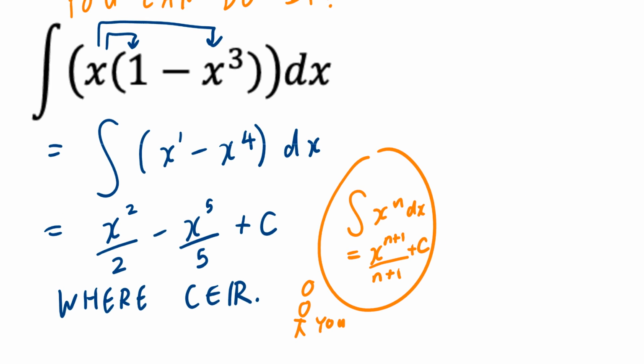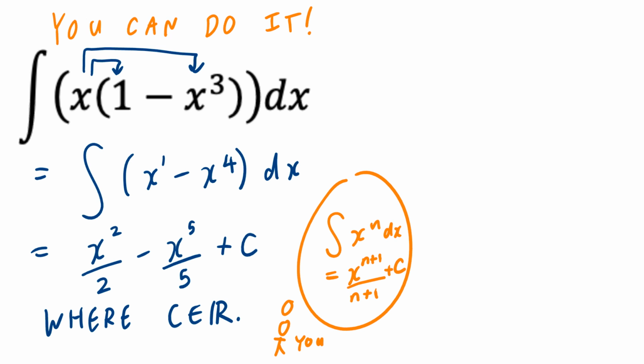Now, again, how do we know we're doing it right? How do you double check? I'm going to go back and use a different color here.